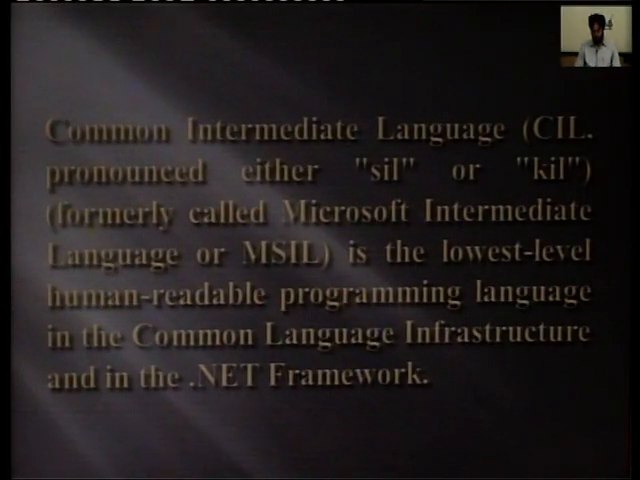So, common intermediate language, or it is called CIL. It is an intermediate language whenever any programming should be executed on the .NET framework. It is also the lowest level of human-readable programming language.